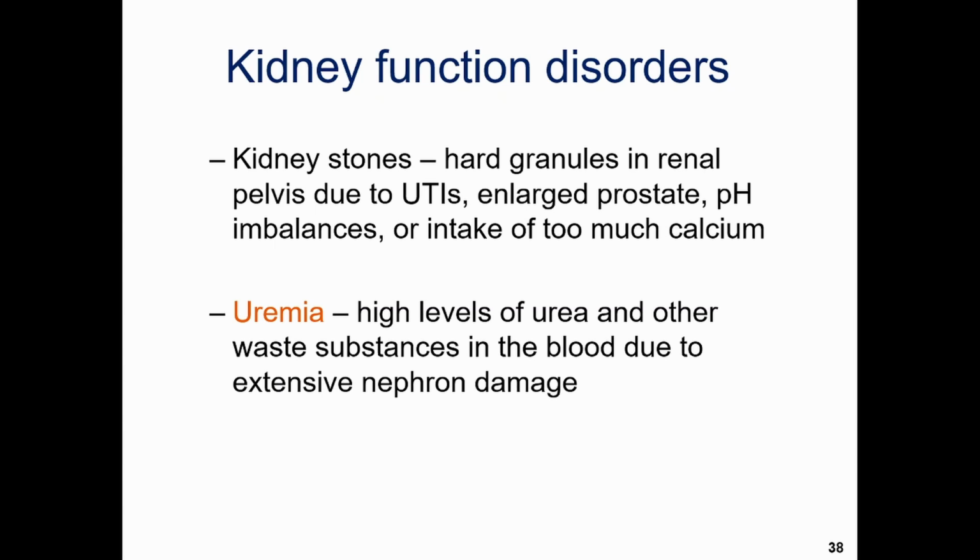Uremia is when you have too high of a level of urea or other nitrogenous waste in the blood. And this is because your nephrons are damaged and they're not able to actually filter the way they could if they were healthy. So uremia is basically your kidneys are not working to their full capacity. They're not able to filter out all this nitrogenous waste, and so the nitrogenous waste builds up in the body.